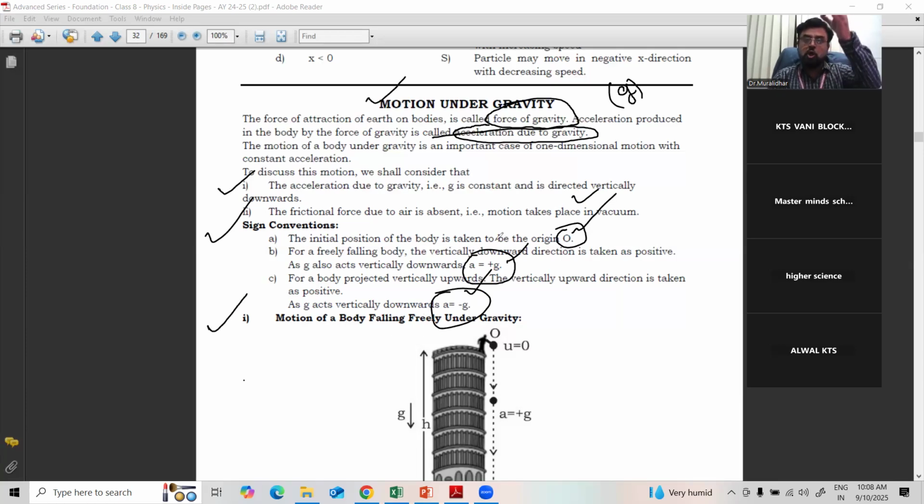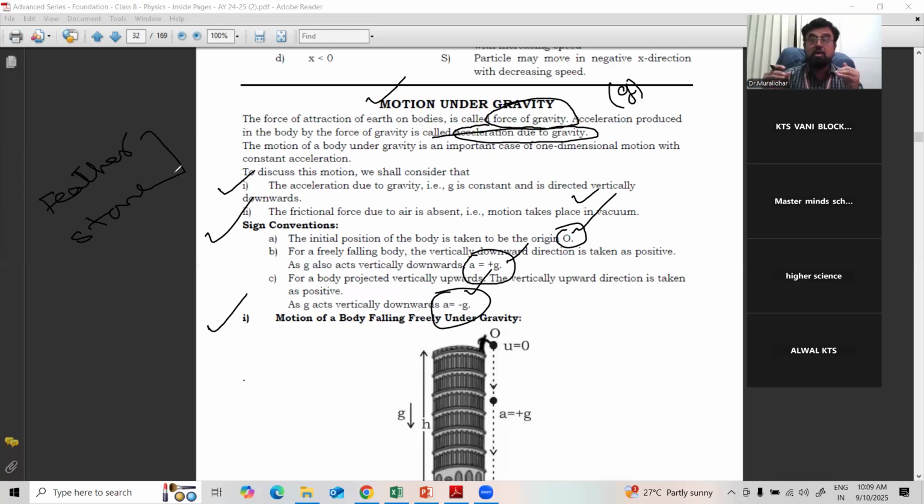That is, a body is dropped from a certain height. Generally, this is an experiment done by Newton. Whenever you are dropping two bodies of different masses, suppose he took a feather and a stone, he dropped both at the same time. So what we generally observe is that the stone will reach the ground first, then the feather will come.